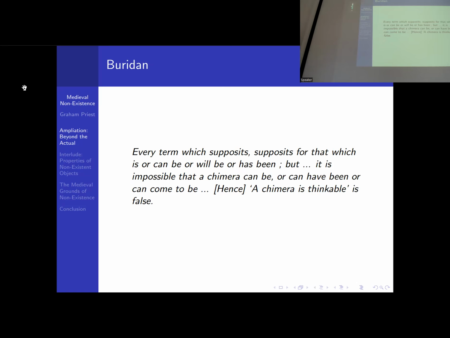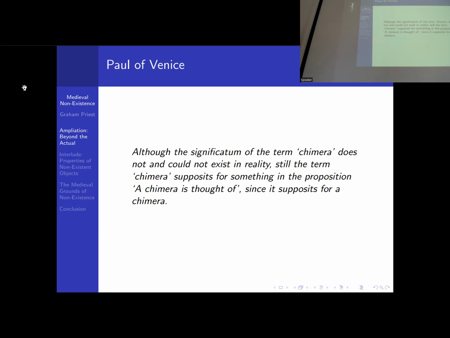Okay. So here's Buridan on the matter. He doesn't think that ampliation extends to impossibilia. But here's Paul of Venice, who's just as significant a philosopher. "Although the significatum of the term 'chimera' does not and could not exist in reality, still the term 'chimera' supposits for something in the proposition 'a chimera is thought of', since it supposits for, guess what, a chimera."